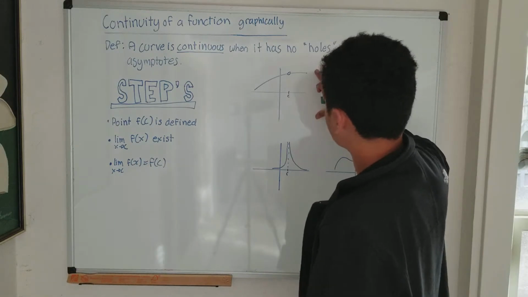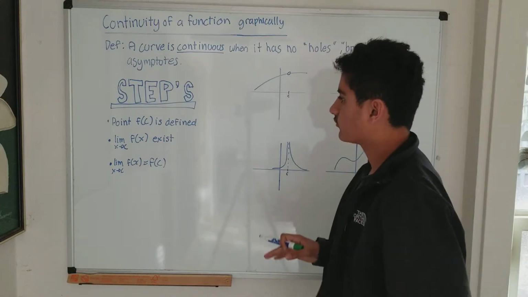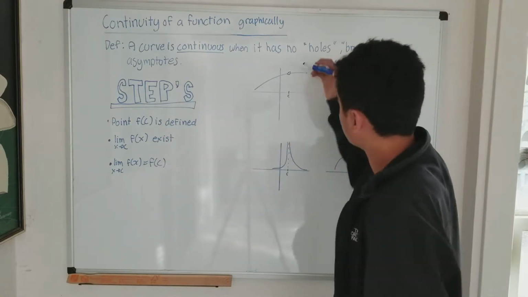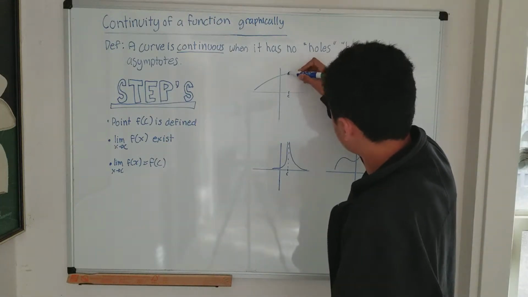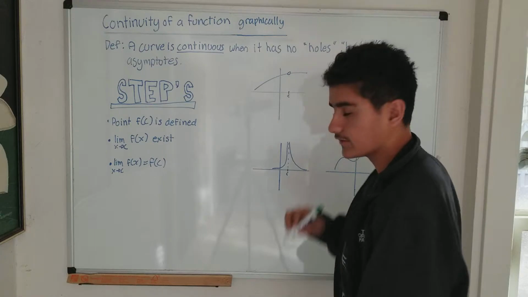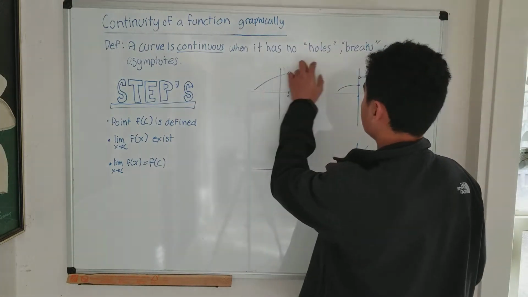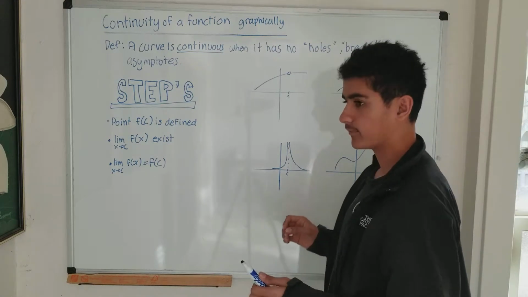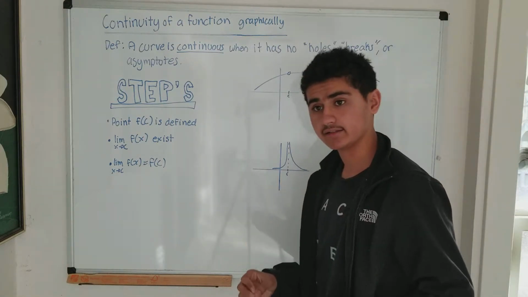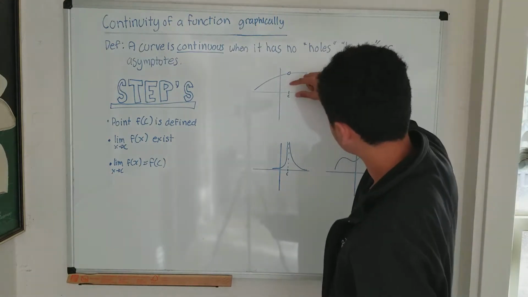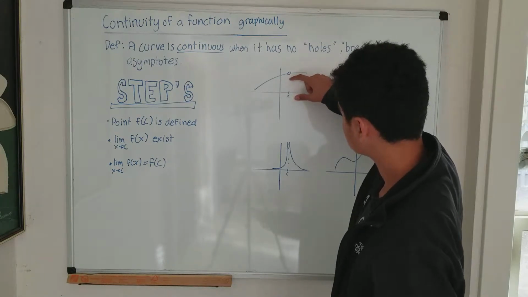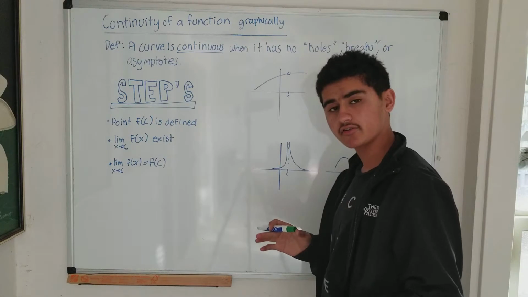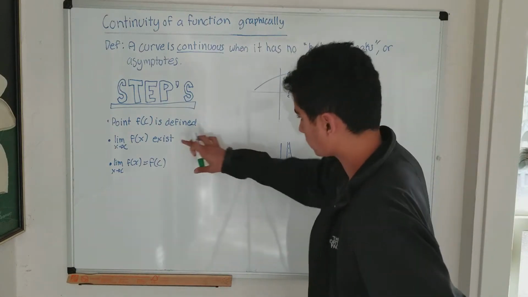Okay, so here's our graph number 1. Let's start following the steps. Point f of c is defined. Let's see if that's true. So our point c is here on the function, but it is not defined because there's a hole. And this is what I meant by holes in the definition. Holes are basically the point where it is undefined at that one point. But now let's just follow the other steps and see what we can do.